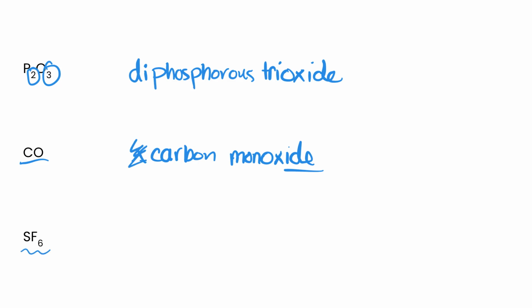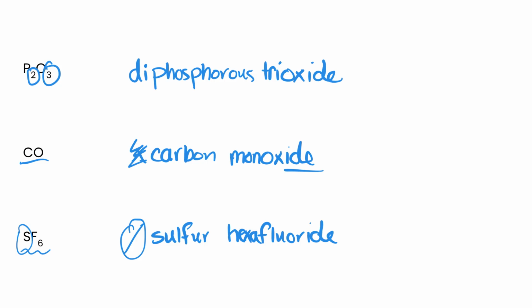And finally, SF6. We have sulfur, and we have fluorine, which becomes fluoride. And there are 6 of them, so that is a hexafluoride, or sulfur hexafluoride. There's only 1 sulfur, no need to put mono in the front, so we are done with that chemical name.